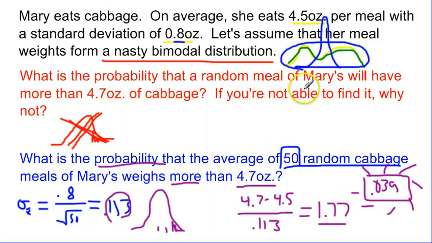We couldn't answer this first one because we had this bimodal distribution, but because we had a sample of 50, that's always going to smooth out to a perfect normal curve. That's a big enough sample size to do that, and so we can answer this question using our new standard deviation.